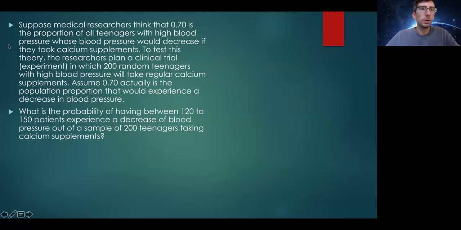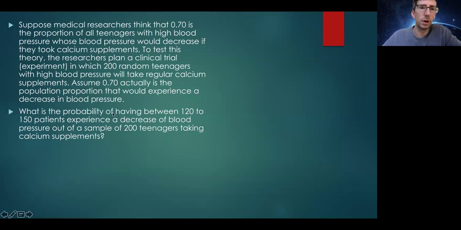So in this problem, we are given that medical researchers think 0.7 is the proportion of all teenagers with high blood pressure whose blood pressure would decrease if they took a calcium supplement. To test this theory, the researchers plan a clinical trial or experiment in which 200 random teenagers with high blood pressure will take regular calcium supplements. Assume 0.70 is actually the population proportion that would experience a decrease in blood pressure.